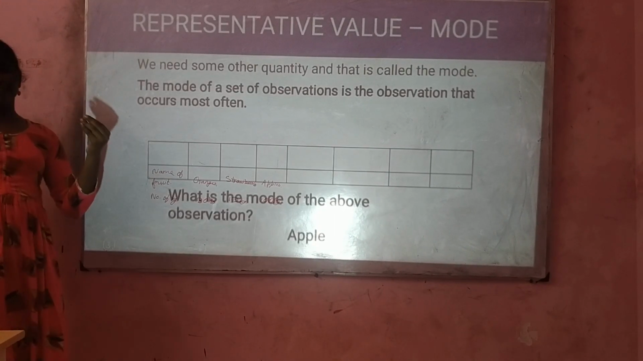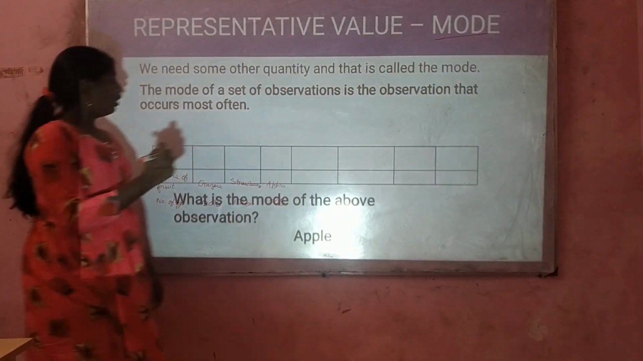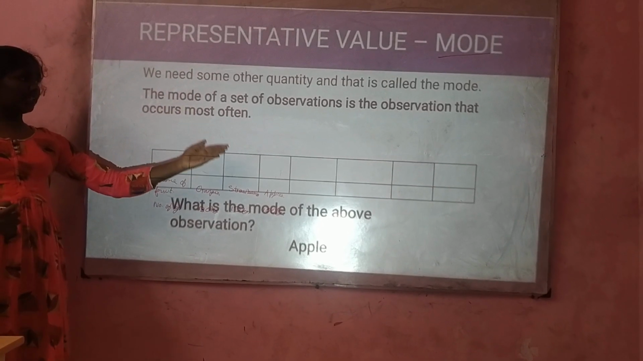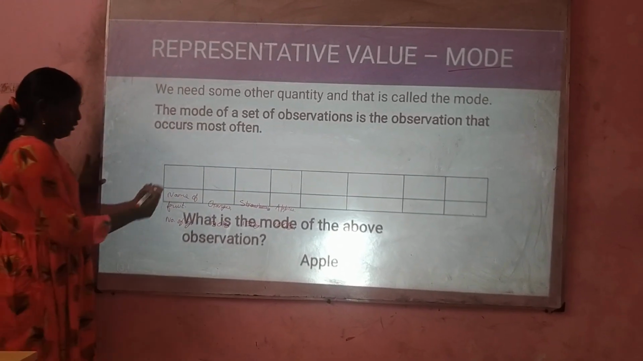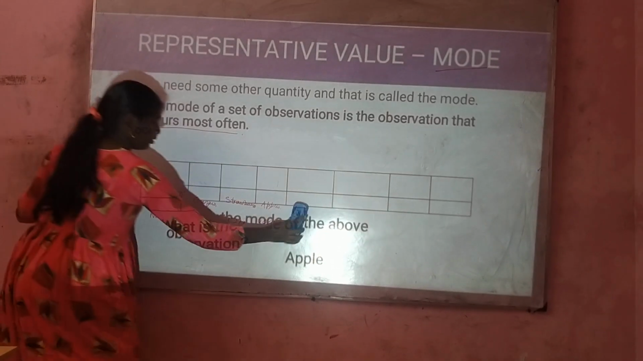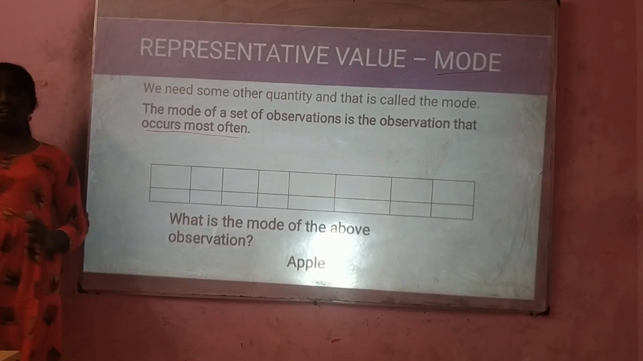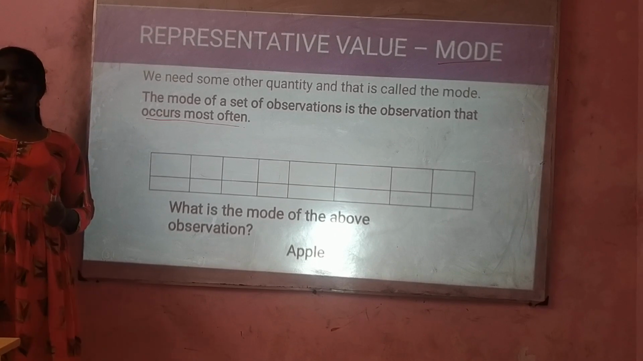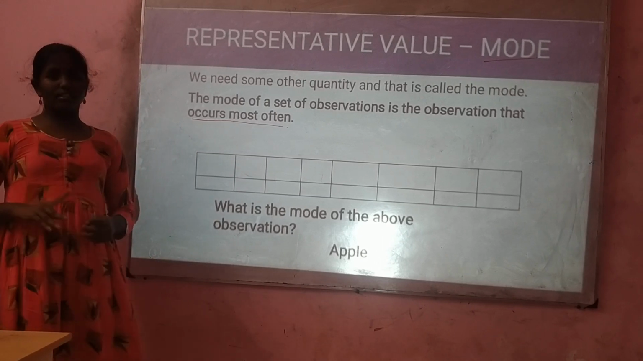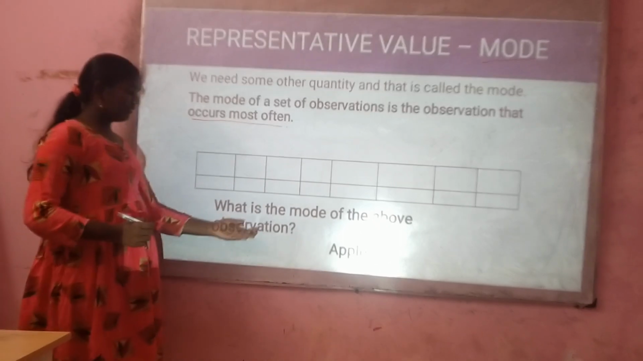So for this we need some different kind of representative value, which is mode. We need some other quantity that is called the mode. The mode of a set of observations is the observation that occurs most often. In the table we just discussed, the mode was apple, which occurred 100, which was selling at a high rate. Like 100 kgs is very high in the rest of the table. So what is the mode of the table we discussed? Apple.